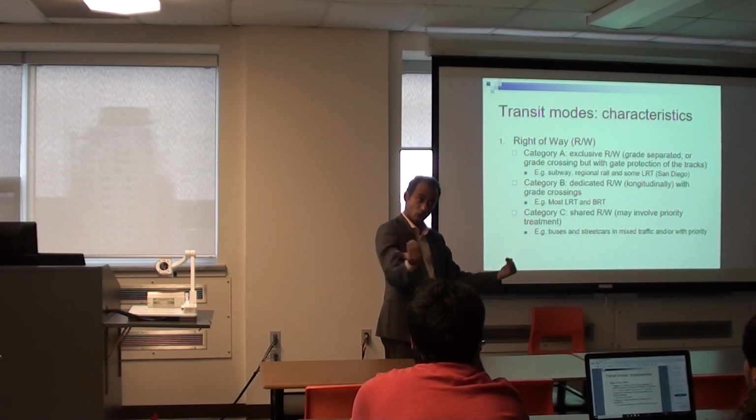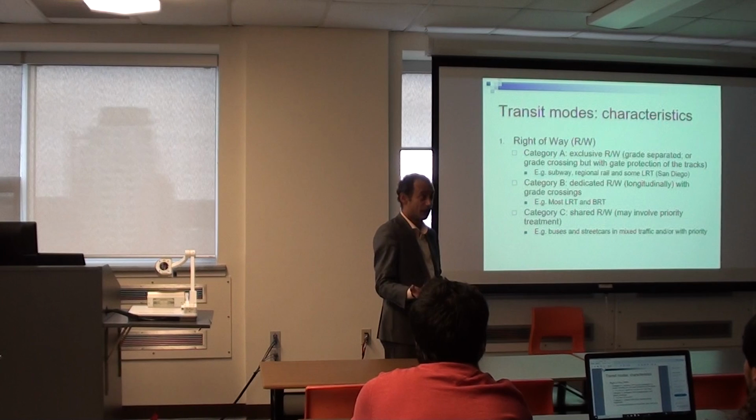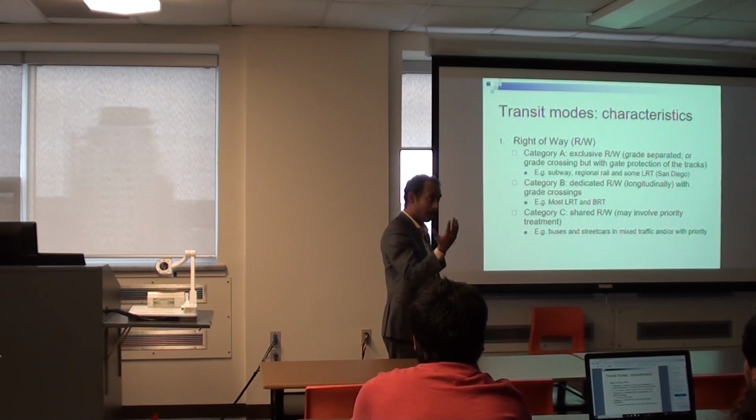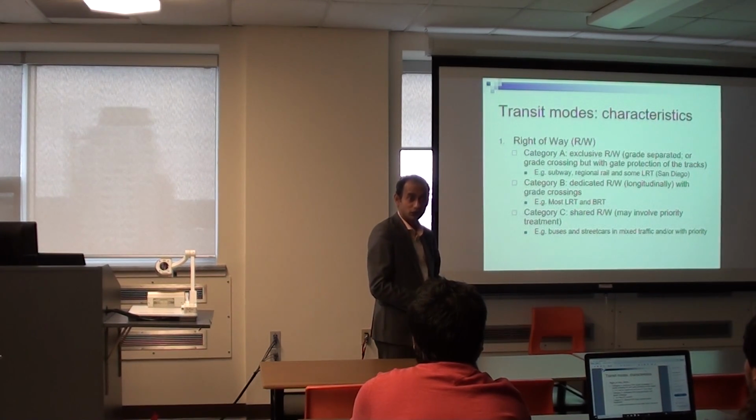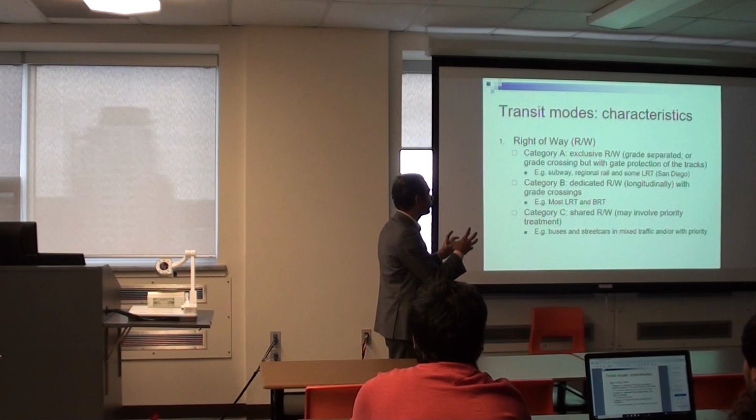The Spadina line in Toronto has a dedicated streetcar road, right? So that's category A, exclusive right of way. That's best. Why?